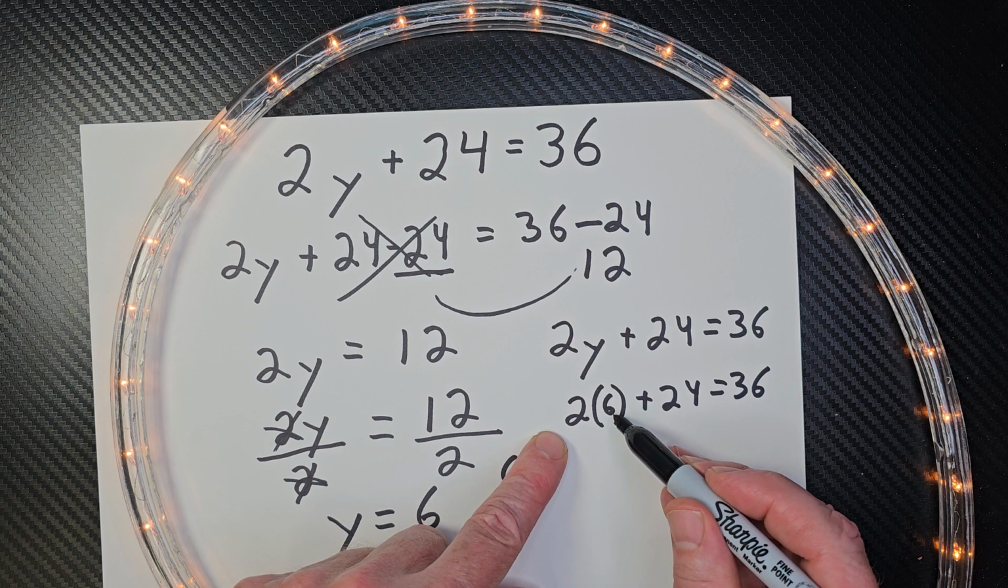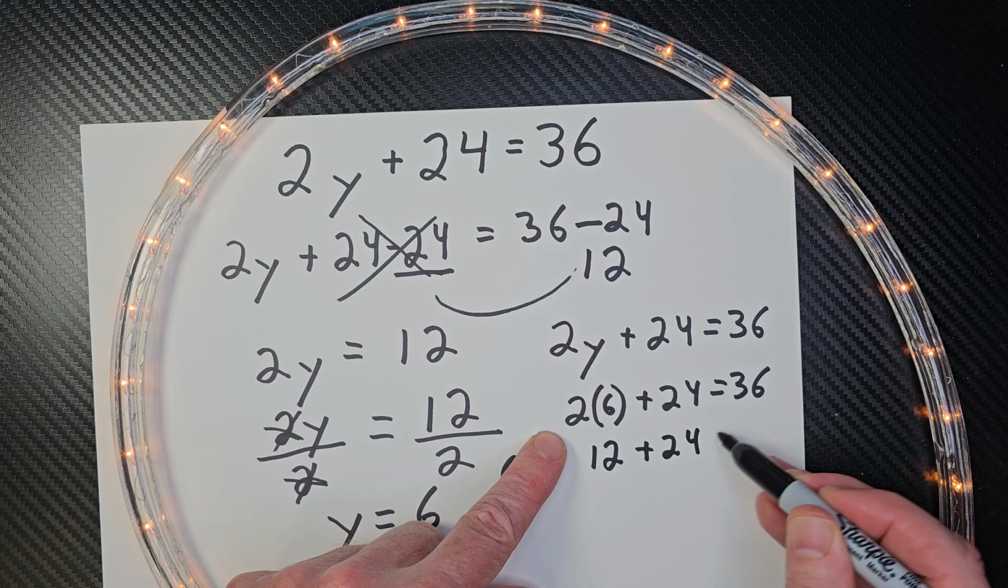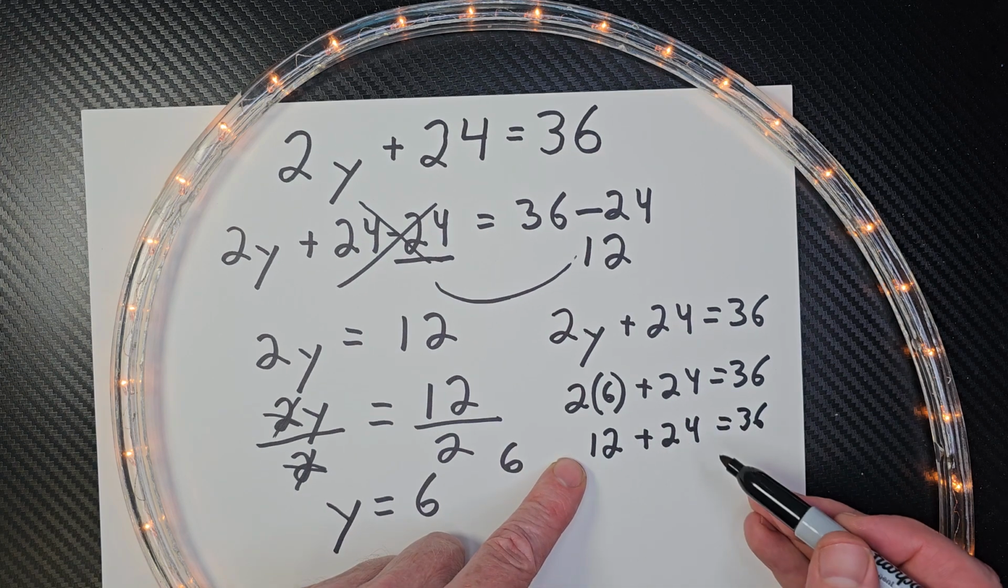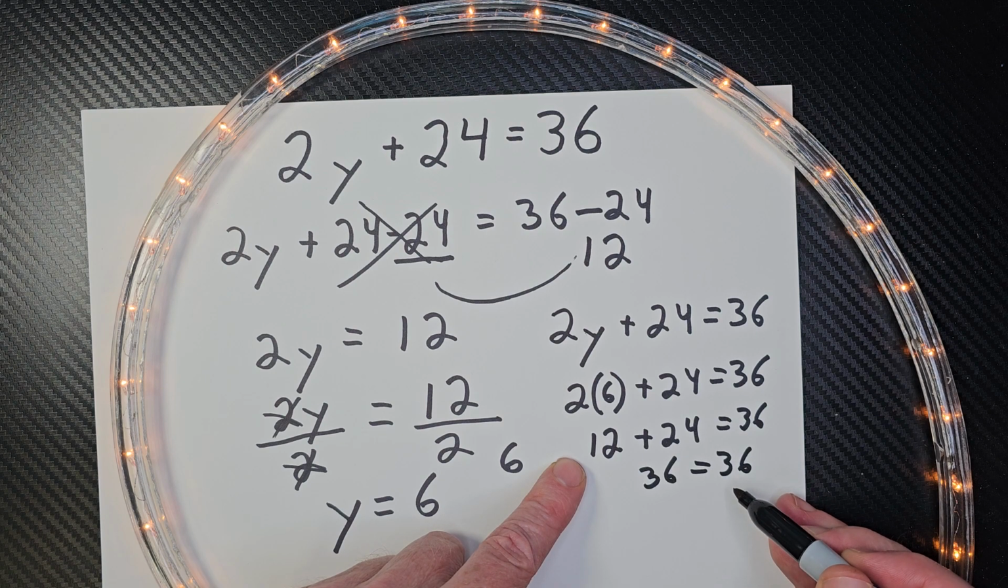So I have 2 times 6 would be 12, plus 24 equals 36, and 12 plus 24, that's 36. So 36 equals 36. All right.